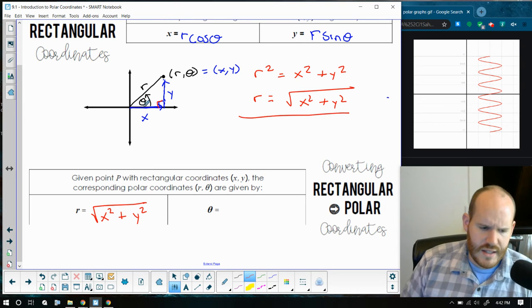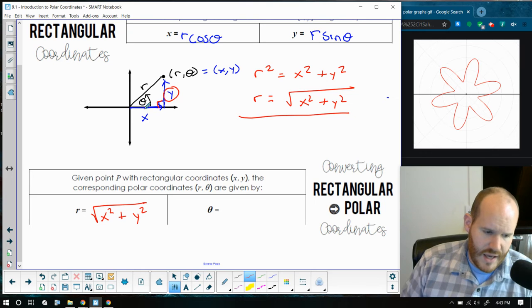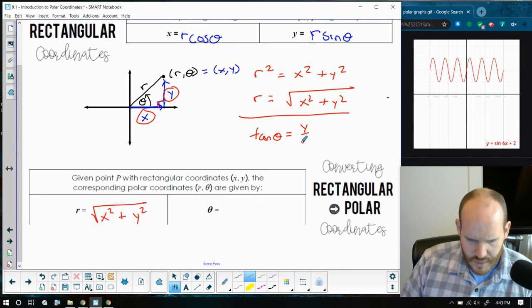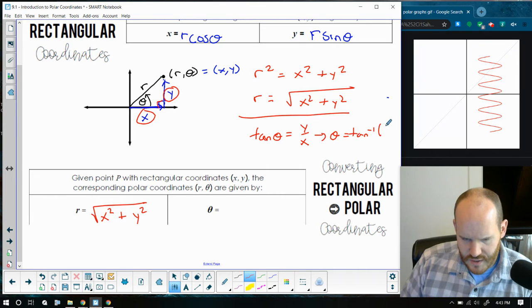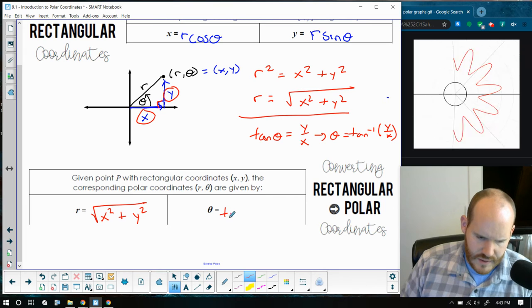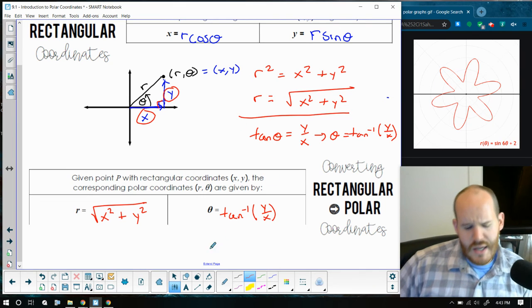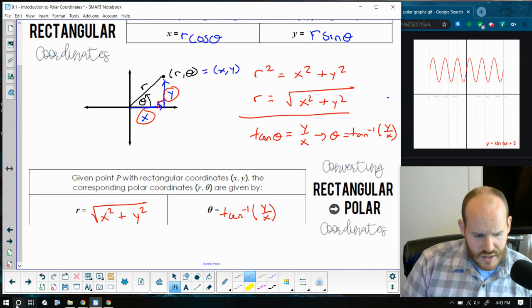Now to find the angle, I'm going to again use trig, but since x and y will be the givens, I'm going to use the tangent ratio. So I know tan of theta would be opposite over adjacent, which tells me that theta, if I apply inverses, is whatever the inverse tangent of y over x is. And that's the formula for theta. It's whatever tan inverse of the ratio y over x is. And that's essentially the conversion.